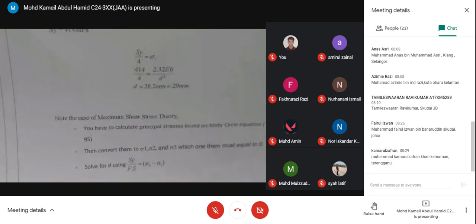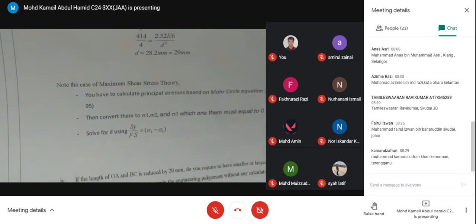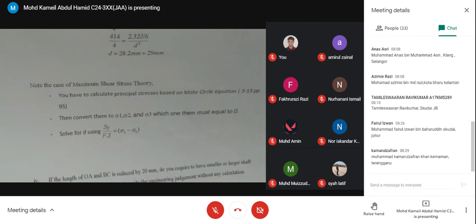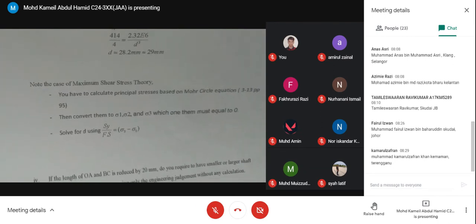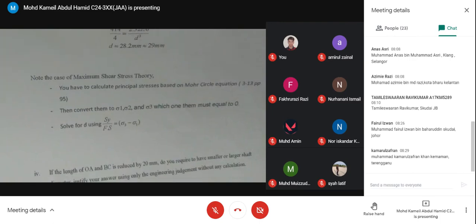This one, note the case of maximum shear stress theory. You have to calculate principal stress based on Mohr's circle equation. Convert them to sigma 1, sigma 2 and sigma 3. Each one of them must equal to 0. Solve for D using Sy, Ss. This is for MSST. Sigma 1, Sy over sigma 1 minus sigma 3, or sigma 3 minus sigma 1.